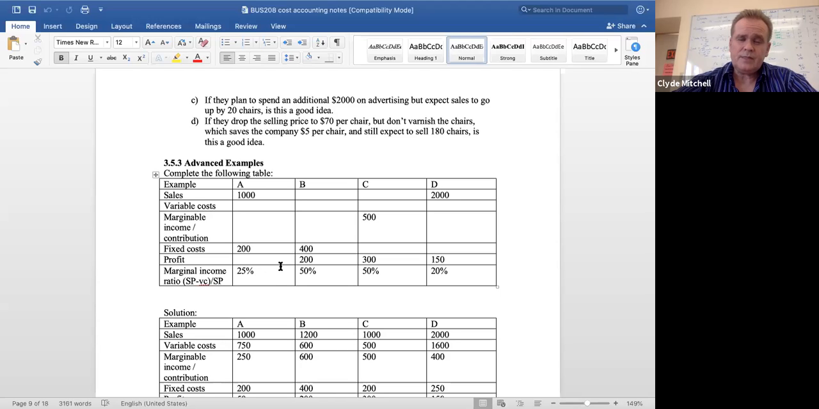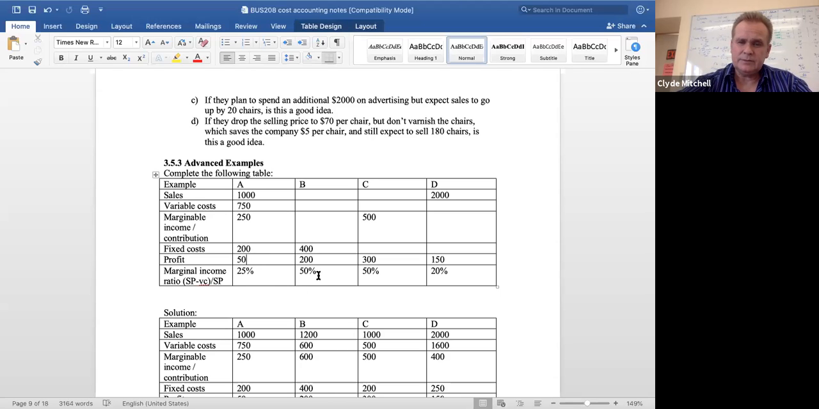So if we know the marginal income is 25% in this first example, and we know the revenue is $1,000, we know the marginal income's got to be 25% of that. In other words, $250. And therefore, the variable cost must be $750. And if we know the fixed costs, we know the profit. It's easy as that. Okay, next one.